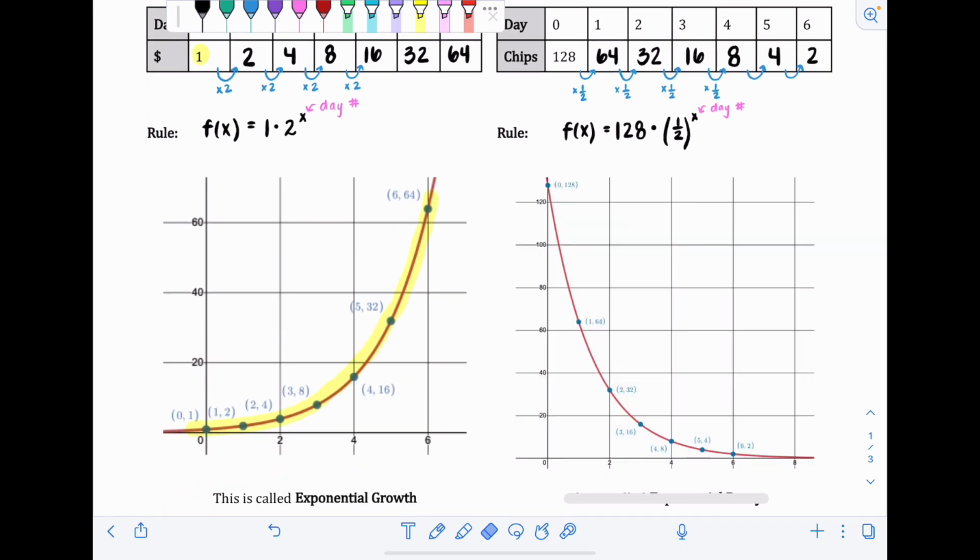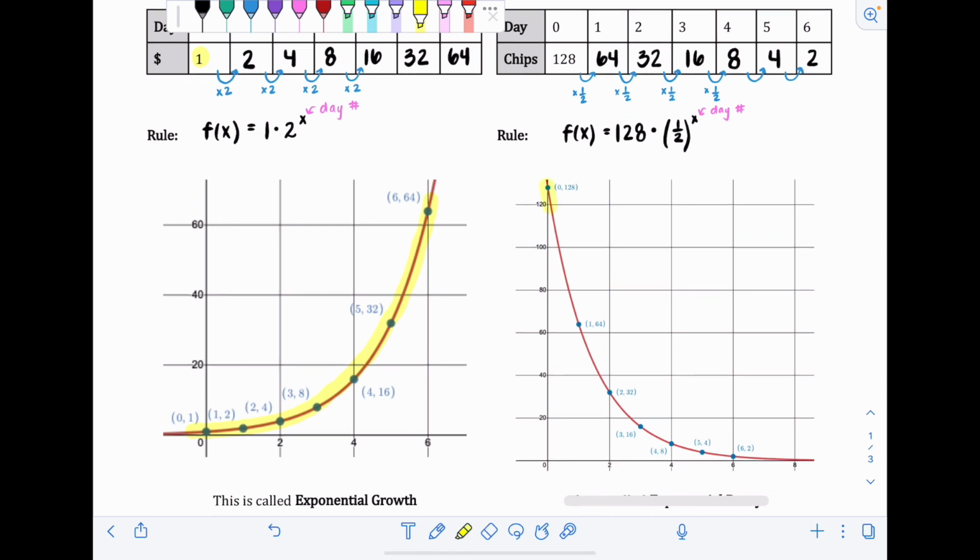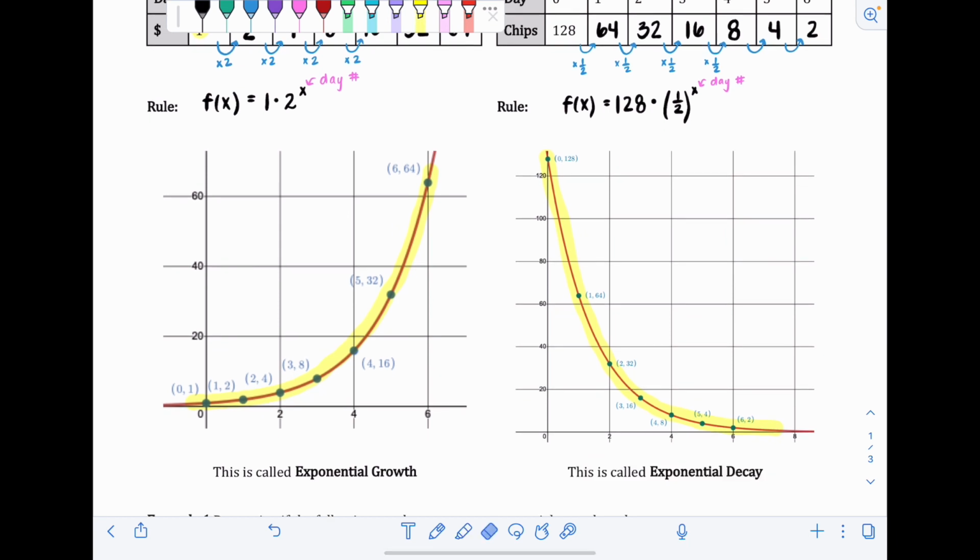So if we look at our graph, you can see it starts off pretty high and then it shoots down pretty quickly, but then it slows down at the end. So this is an example of exponential decay. So looking at our 2 rules, our 2 functions that we wrote, one was f of x equals 1 times 2 to the x power, and one was f of x equals 128 times 1/2 to the x power. The thing that makes these exponential functions is the fact that they are raised to a variable exponent. So that means that they will either increase or decrease exponentially because that exponent will change.